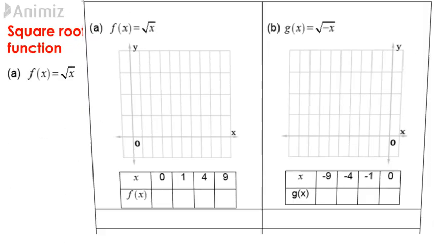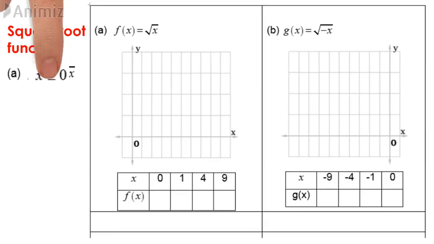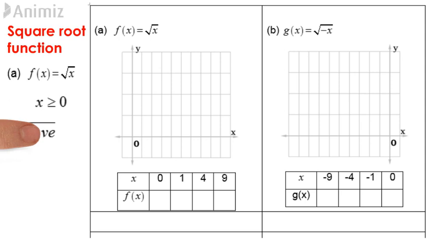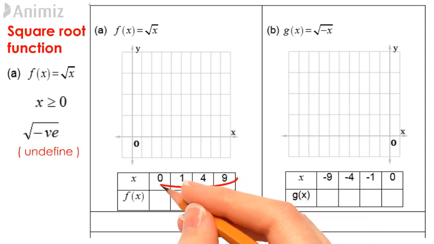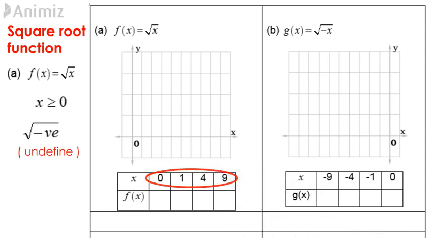Graphing the square root function. The input of the square root function, x, must always be greater than or equal to 0, as the square root of a negative number is undefined. Therefore, we make a table starting from 0, 1, 4, 9, as these are all perfect square numbers.